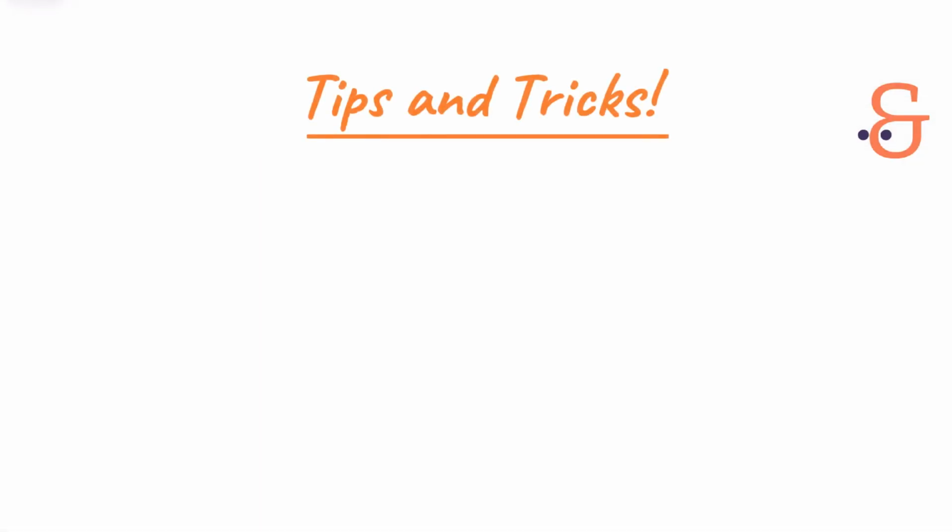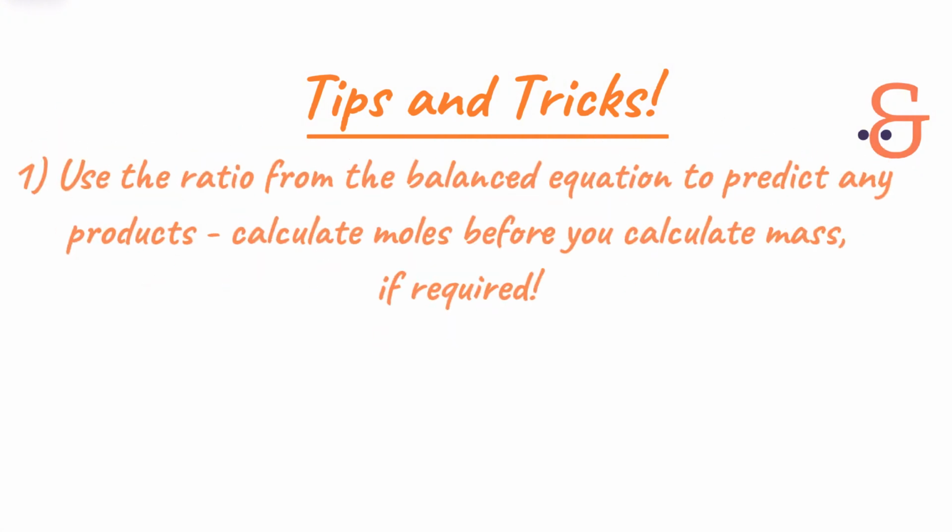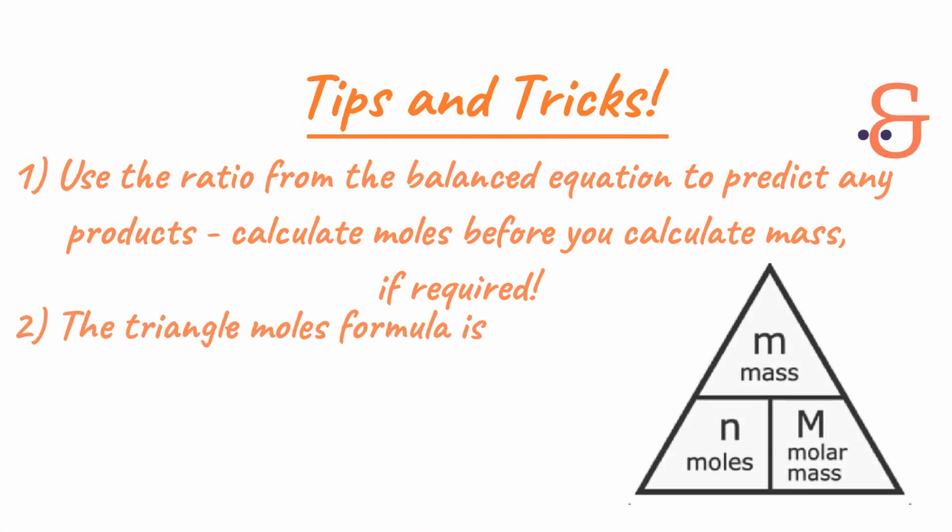Let's get to it. So I would say my first biggest tip is if you've got a question that has anything to do with moles, make sure that you first use the ratio from your balanced equation to predict any products, and then always make sure that you calculate moles before you calculate mass if needed to avoid any confusion. Then, for my second tip, remember the triangle formula will be your best friend in exams. If you're ever confused and see moles in any question, pull out that triangle formula and just see what fits, cover up the thing you need to find, and you'll have the formula in the triangle.